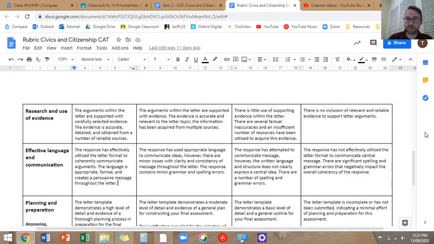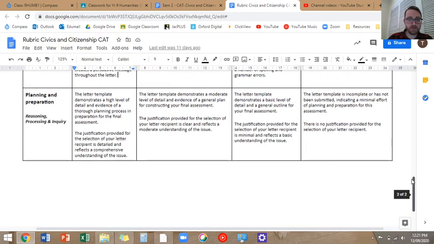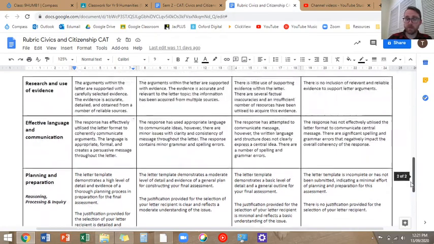Pretty straightforward stuff there. And then finally, as I mentioned with World War II, as I mentioned with economics, as I mentioned with this CAT, part of your CAT rubric is your dev, your plan. So you'll score higher here if you scored high in the dev. So the letter template demonstrates a high level of detail through the planning process, etc., etc. And yeah, that's basically what you're getting graded on.